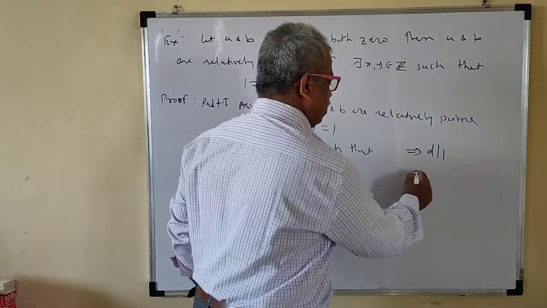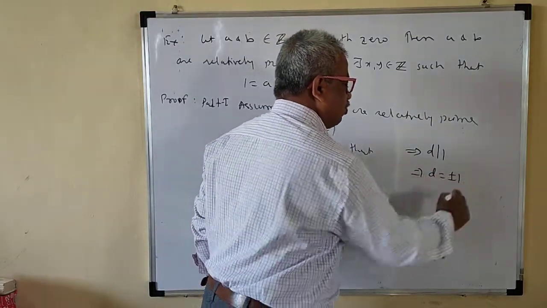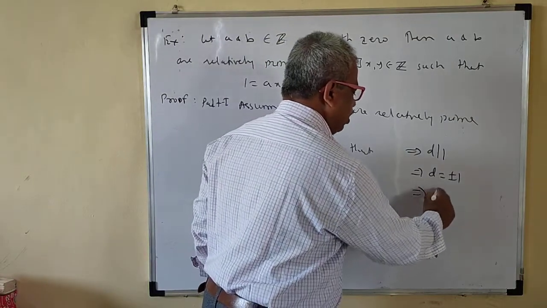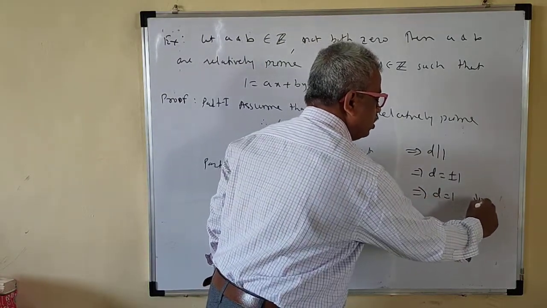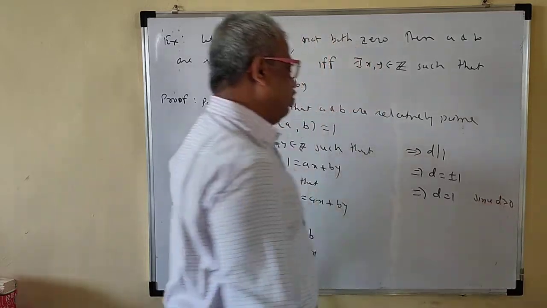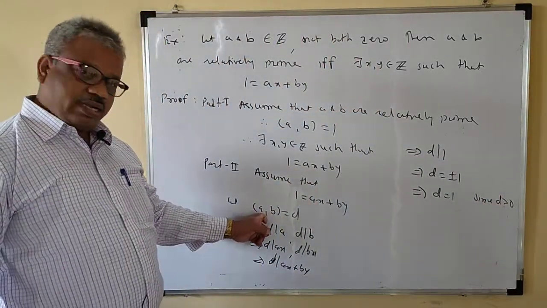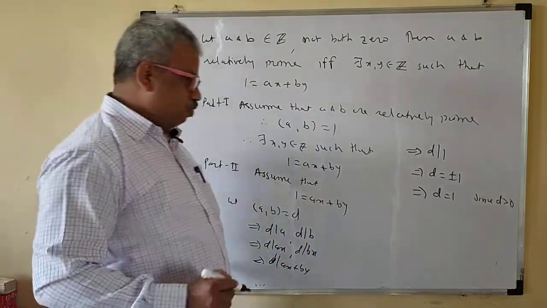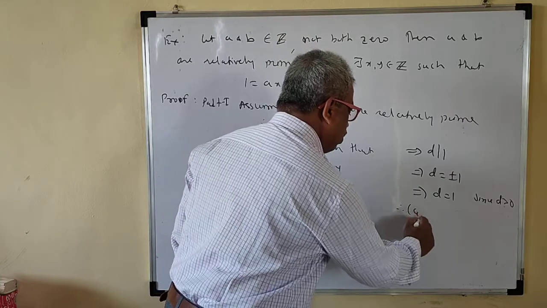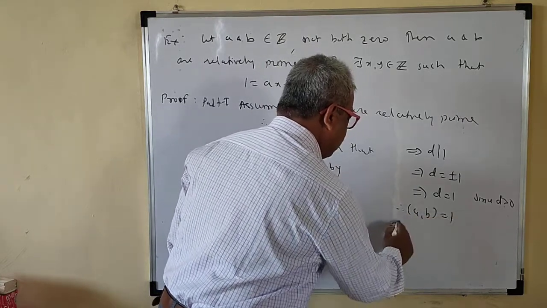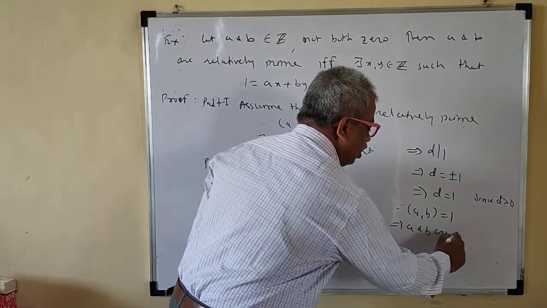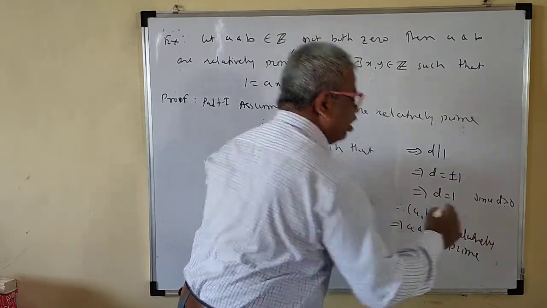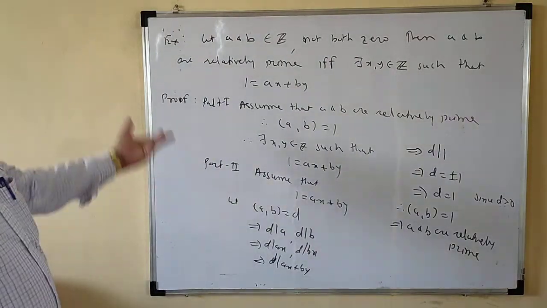So D is equal to plus or minus 1. But D is positive, so D is equal to 1, since D is greater than 0. I assumed that D is the GCD of A and B, and I proved that D is equal to 1. Therefore GCD of A and B is equal to 1. This implies that A and B are relatively prime. So that was problem number 4.